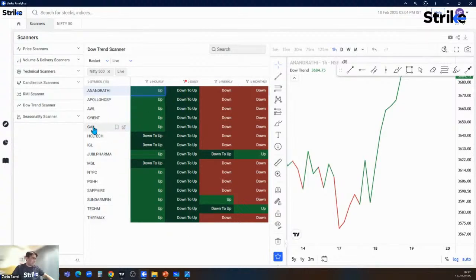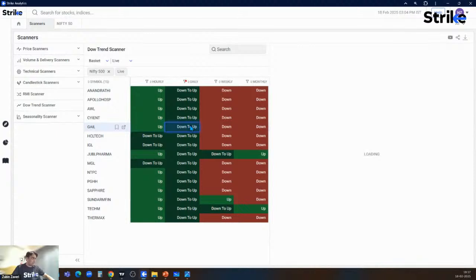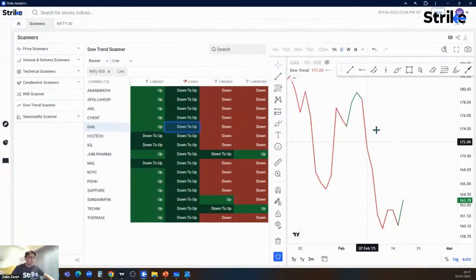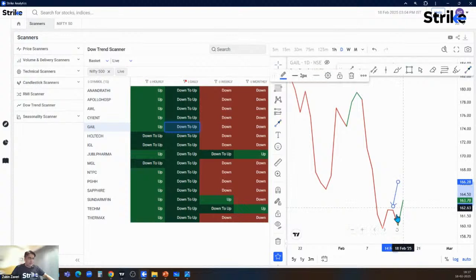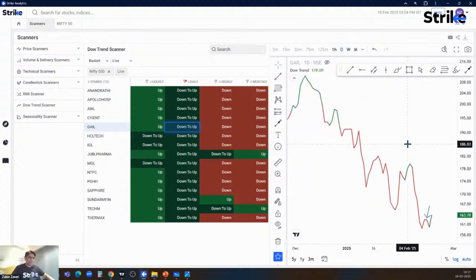Let's say, for example, Gail. If we click on the daily chart of Gail, see what has happened: this was the previous top over here, and prices have gone above this particular previous top, and hence the trend has changed from down to up. Did you understand, everybody? Yes.